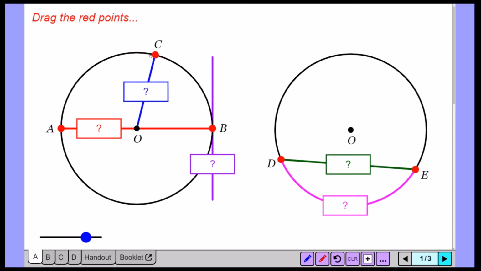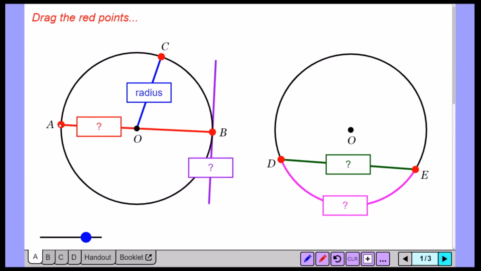Firstly, this blue line that we're given just here, which goes from the centre to the outside, is called our radius. The red line that we're given, which goes from one side of the circle to the other, passing through the centre, is called the diameter.